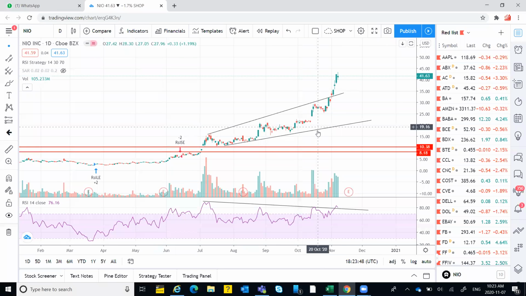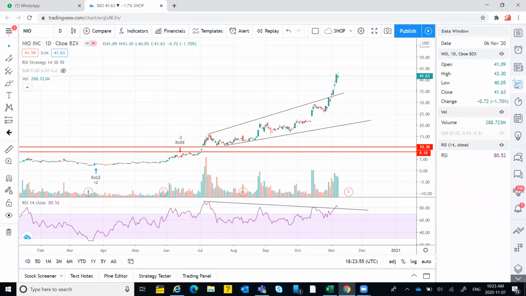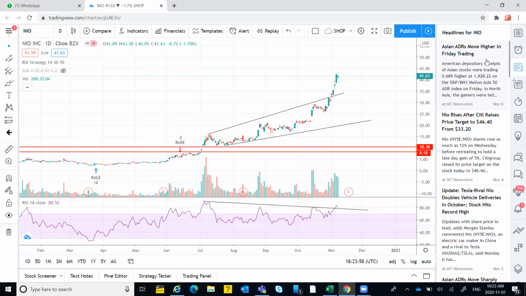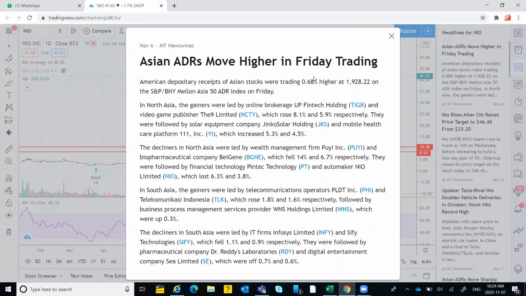So Neo has actually crossed this channel, has given a breakout from this channel, and this is because of the positive news in the market. Let's quickly go through the news. Okay, this is the news from yesterday. I haven't seen that.